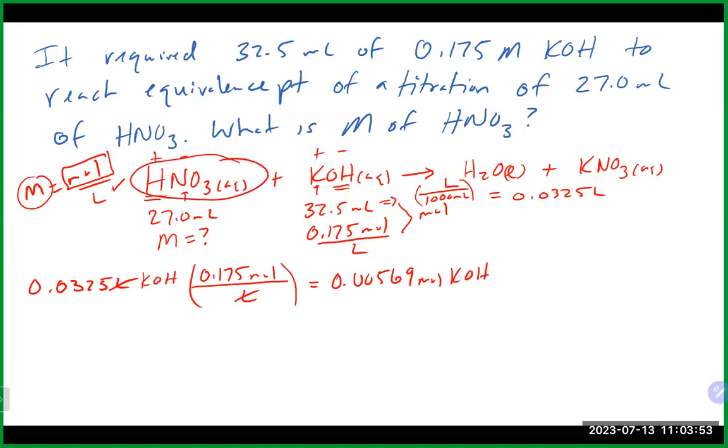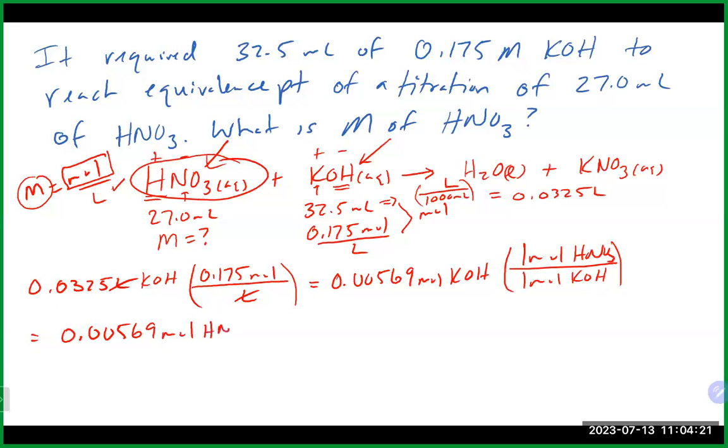Once again, we don't want KOH in this case. We do want to get to nitric acid. So this is really where the stoichiometry comes into play. In this case, it is a 1-to-1 relationship between those two from the balanced equation. And that is what we're going to use here. 1 mole of KOH gives us 1 mole of our nitric acid. That gets us 0.00569 moles of our nitric acid.